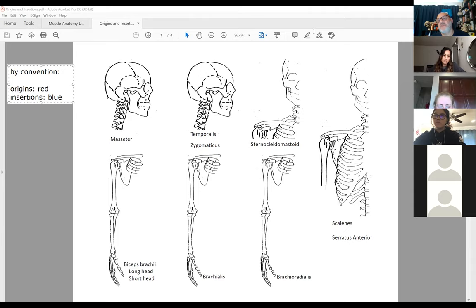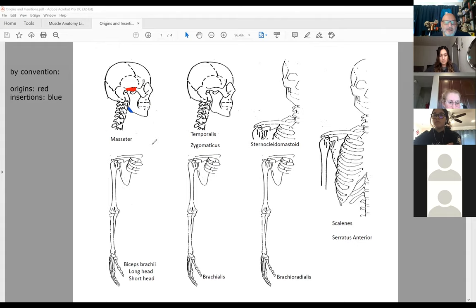Since we just mentioned the masseter, what is the origin of the masseter? The zygomatic arch. Because it's the origin, I will color it in red. Make that a little bigger. So there is my zygomatic arch. And what is its insertion? The mandibular angle. There you go. 2 bone figures we know, and now we've labeled them on here.